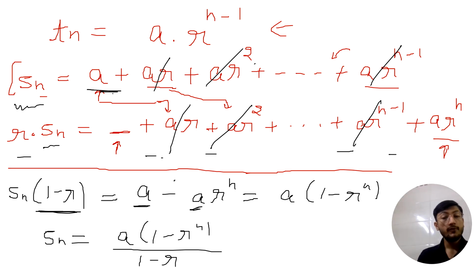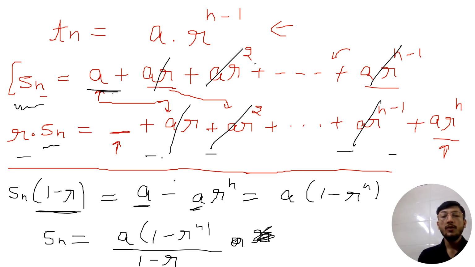So this is a formula for finite GP, for which r can be anything but it is not zero, because if r is zero, what is left behind? Only a. That does not make any sense. So that's obvious, it's for every r but not for zero.